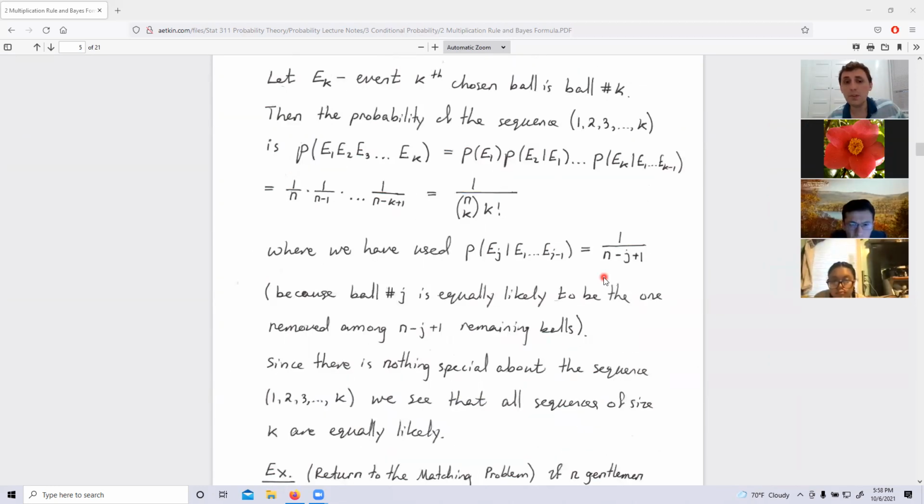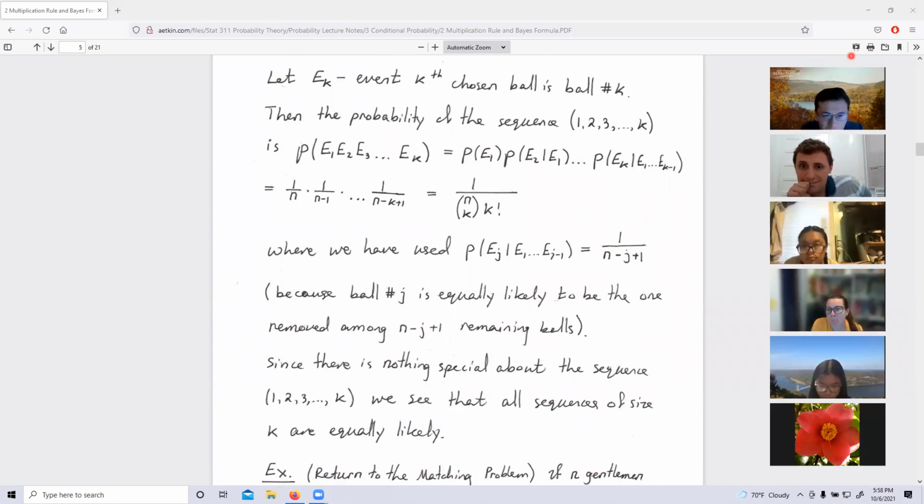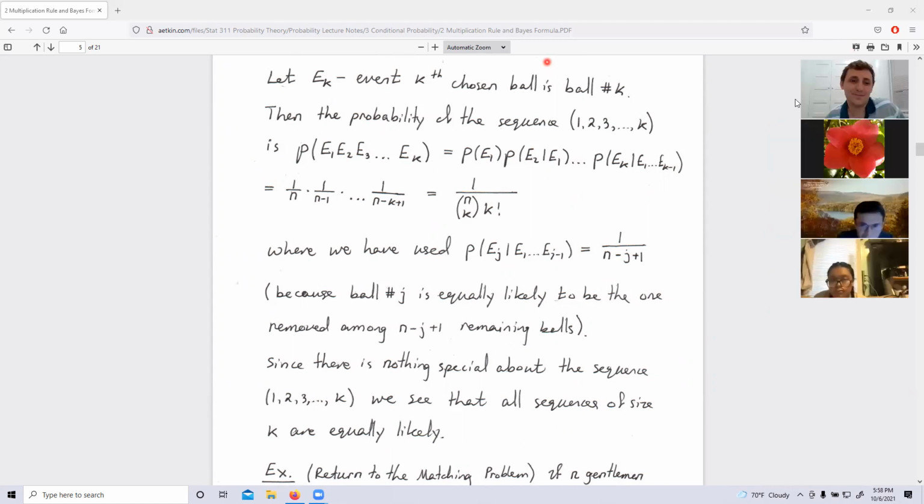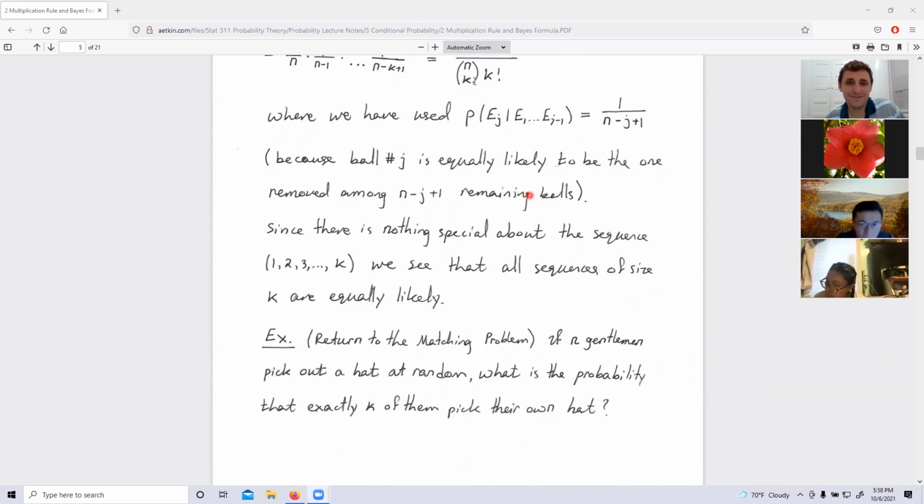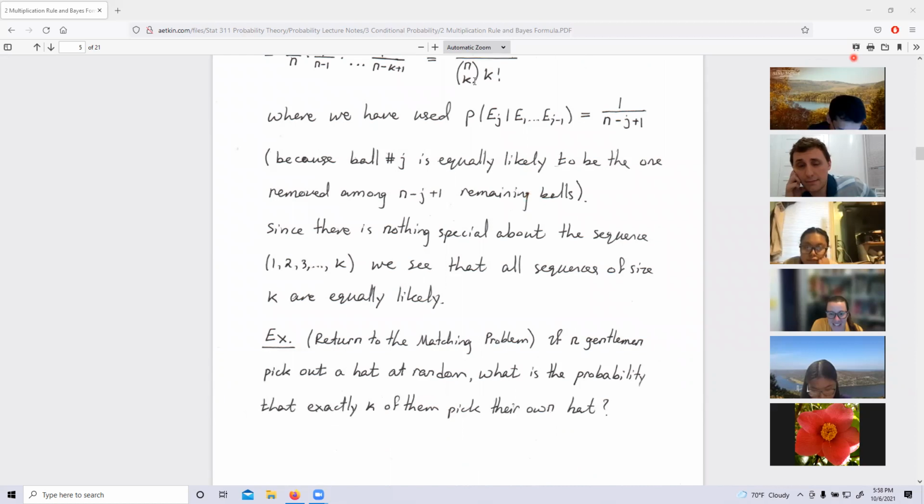Right. Well, are you ready for a very hard problem? So that was the matching problem. Do you remember the matching problem? That was gentlemen with hats. And we solved that problem under the assumption that no gentleman picks his own hat. Yes? And you remember what we obtained?